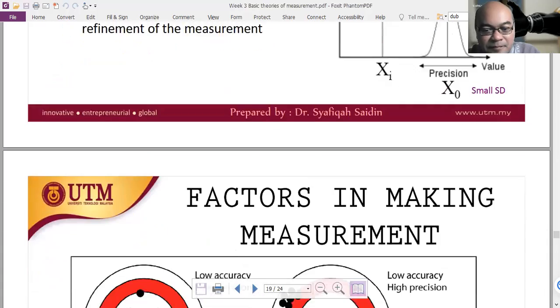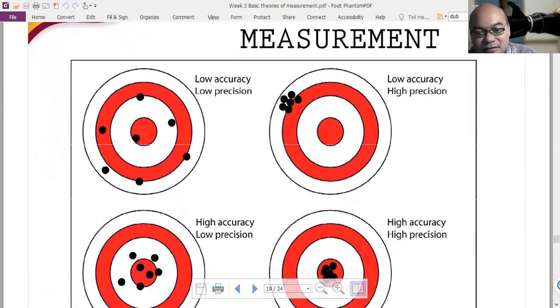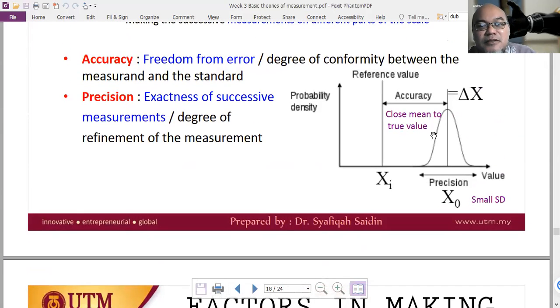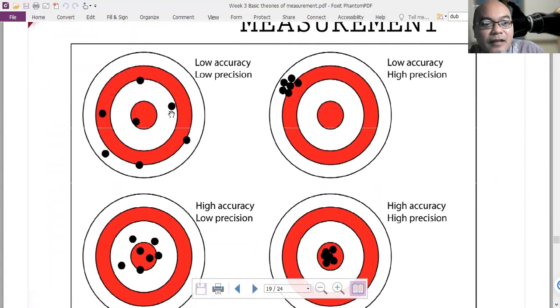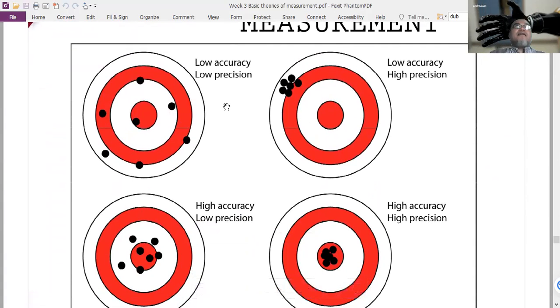Okay, let's continue. Then here the factors in making measurement. So this is the illustration between precision and accuracy. So again, do not be confused with the term precision and accuracy. These two are different. Sensitivity is another different term. Over here, this is illustrated using archery case. So when you are shooting the target, like this, your shooting spread all around the target, and then even quite far away from the highest mark, the 10 mark here, the innermost red circle.